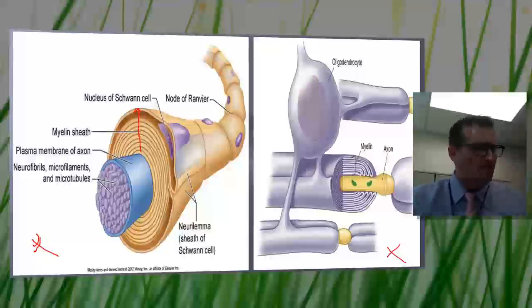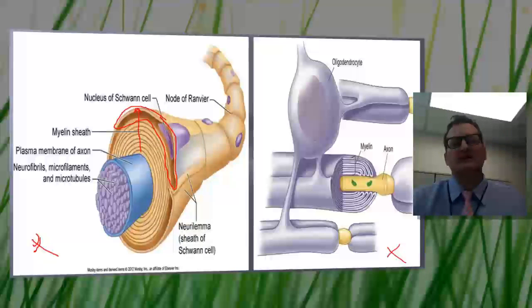The inside layers form the myelin sheath. The nucleus and most of the cytoplasm of the Schwann cells are located in the outermost layer out here. So this is full of cytoplasm and the cell nucleus, which is incorporated into the actual myelin sheath.